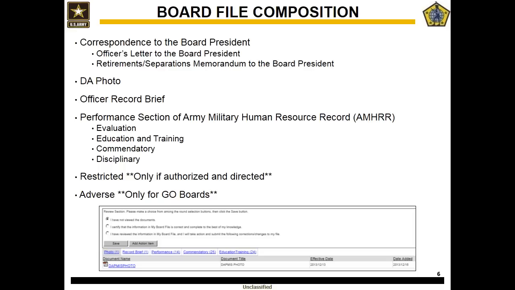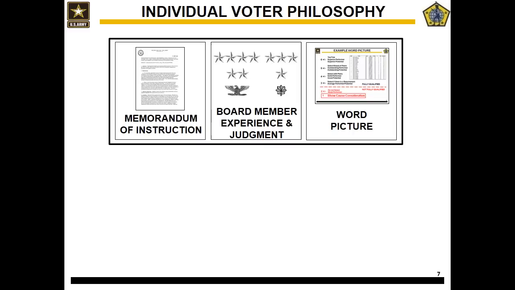Now that you know what a board file is, let's discuss the board member individual voter philosophy. In order to successfully vote the entire population free of prejudice or partiality and remain consistent throughout all voting, board members develop an individual voter philosophy. An individual voter philosophy is a board member's consistent application of the MOI, their experience and judgment, and the word picture as he or she assesses the content of each board file and subsequently applies a score.